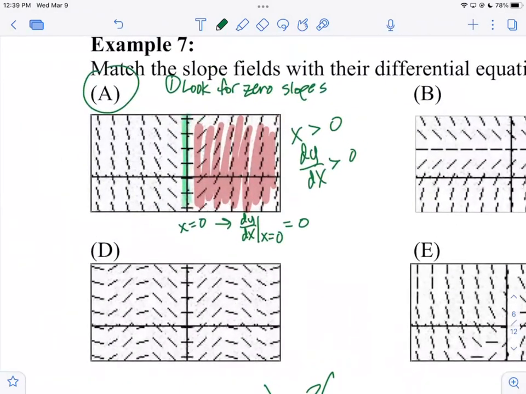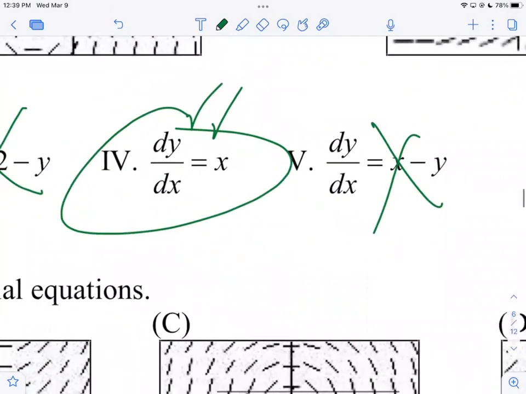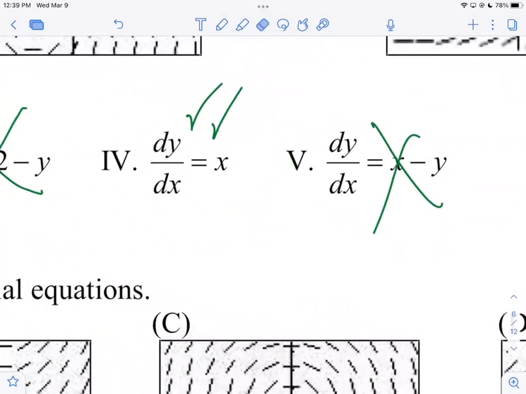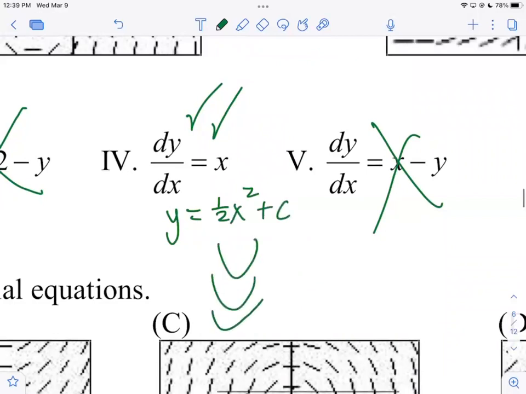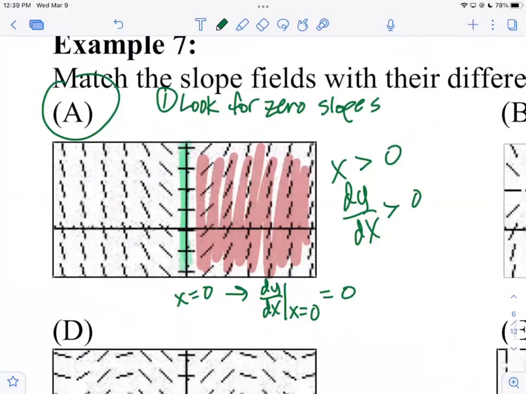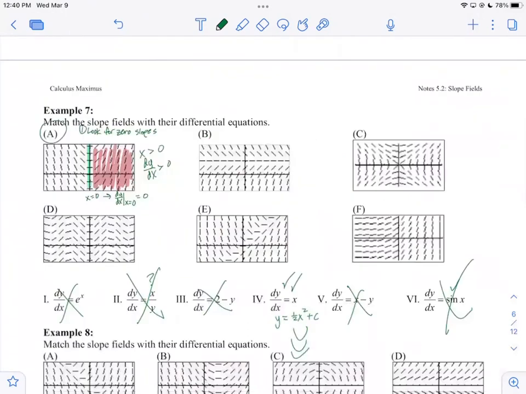Notice to the left of zero, you have negative slopes, okay? For any x, regardless of y. Now, of course, here's what I was saying. If you happen to know what the antiderivative looks like, what is the antiderivative of x with respect to x? One half x² + c. That's going to be your family of parabolas. Is this a general solution that's a family of parabolas? Yeah. So most of the time, though, you're not going to know what the general solution is when you're matching it up to the differential equation. All right. So that one matches up to, we'll say 4iv.